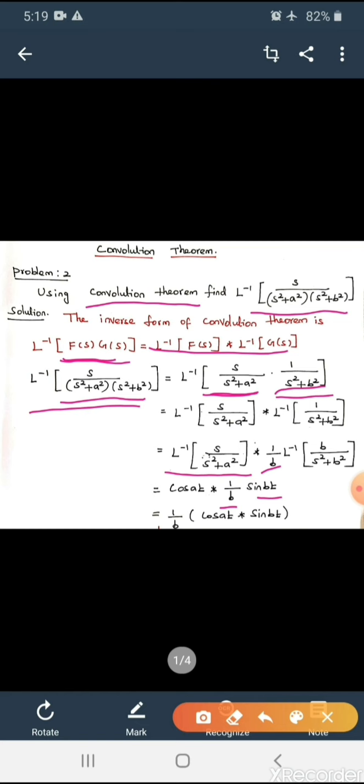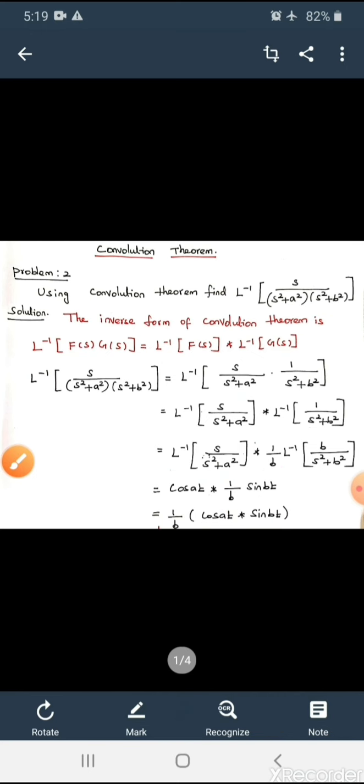Now this is of the form f of t convolution g of t. Now we can apply the convolution of two functions definition. The convolution of two functions definition is f of t convolution g of t is integral 0 to t f of u into g of t minus u du. That is, in the first function we have to replace t by u, and in the second function we have to replace t by t minus u. Let us apply this definition here.